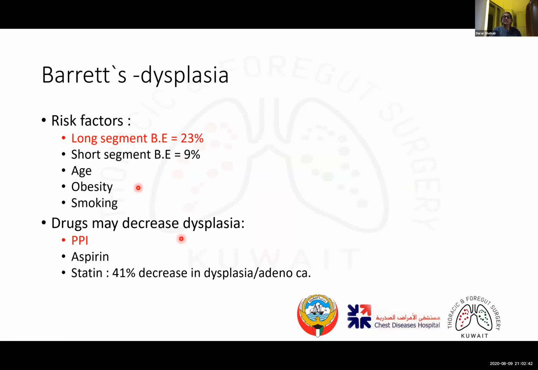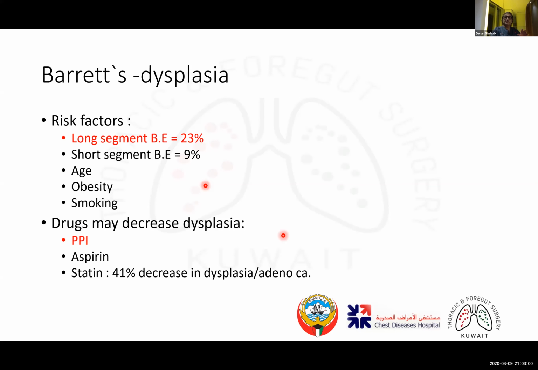There are drugs that may decrease dysplasia in this situation. The most common one is PPI. In fact, statins were found to decrease the dysplasia and adenocarcinoma by 41%.